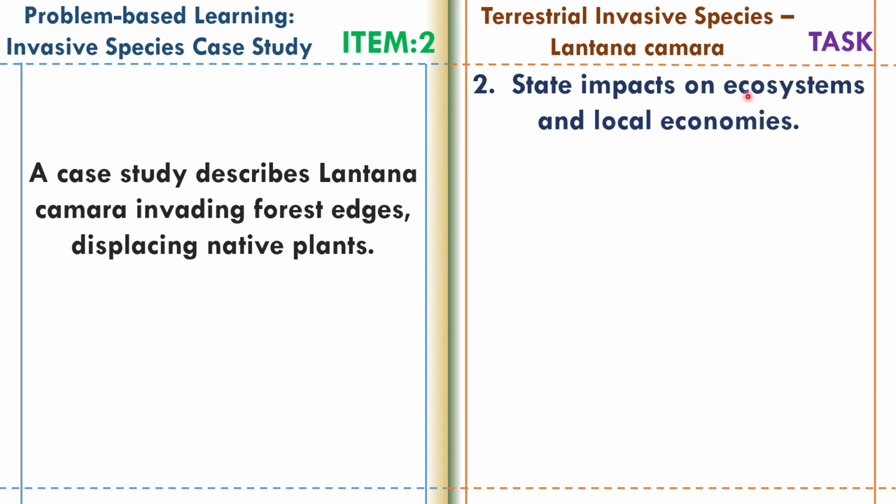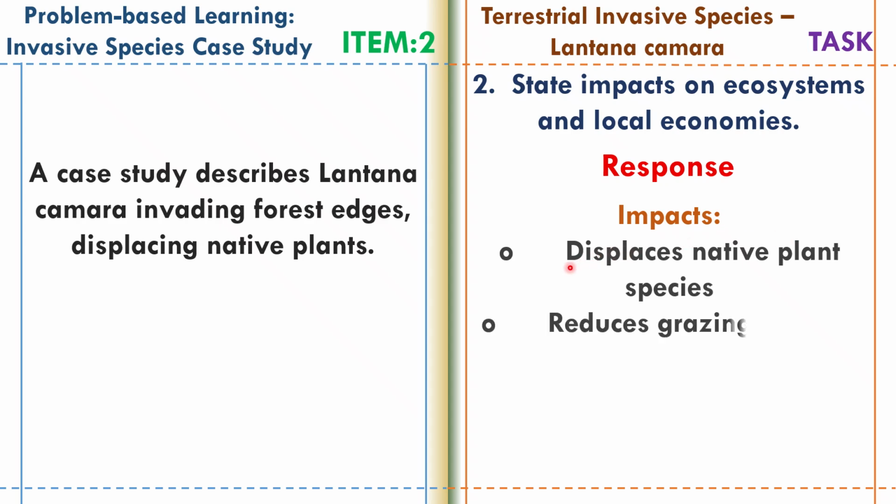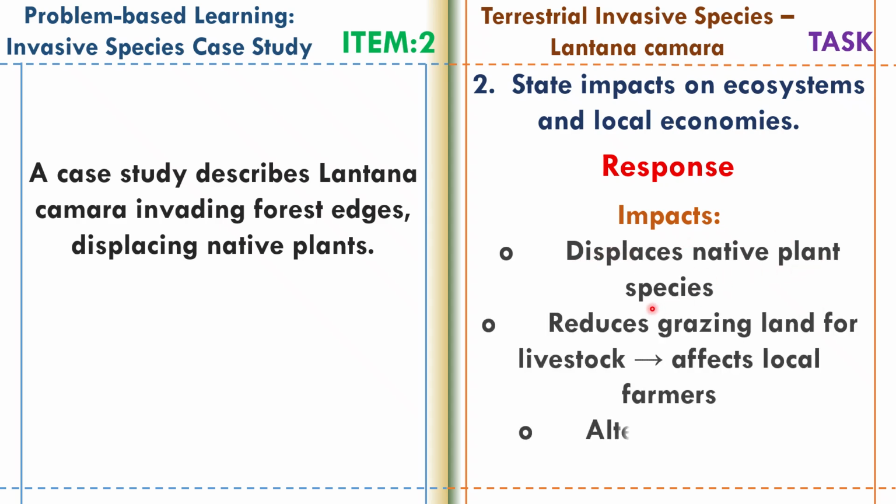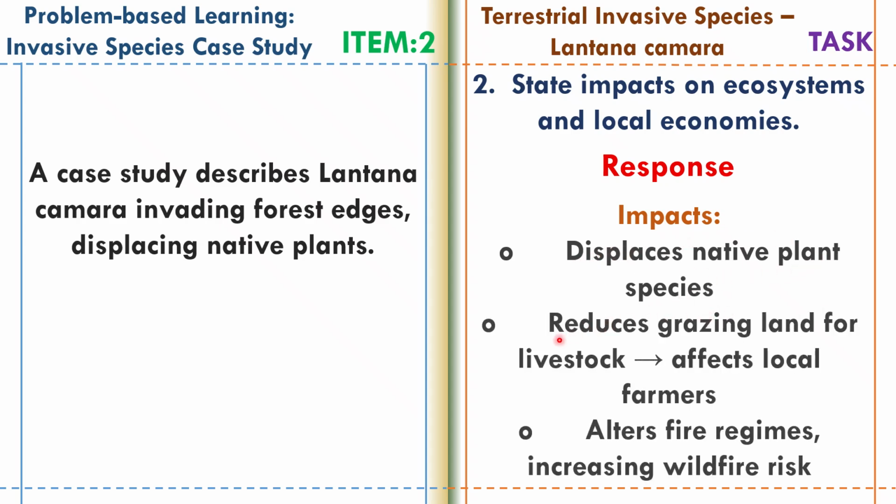State impacts on ecosystem and local economies. Impacts: displaces native plant species. It reduces grazing land for livestock, which affects the local farmers. Alters fire regimes, increasing wildfire risks.